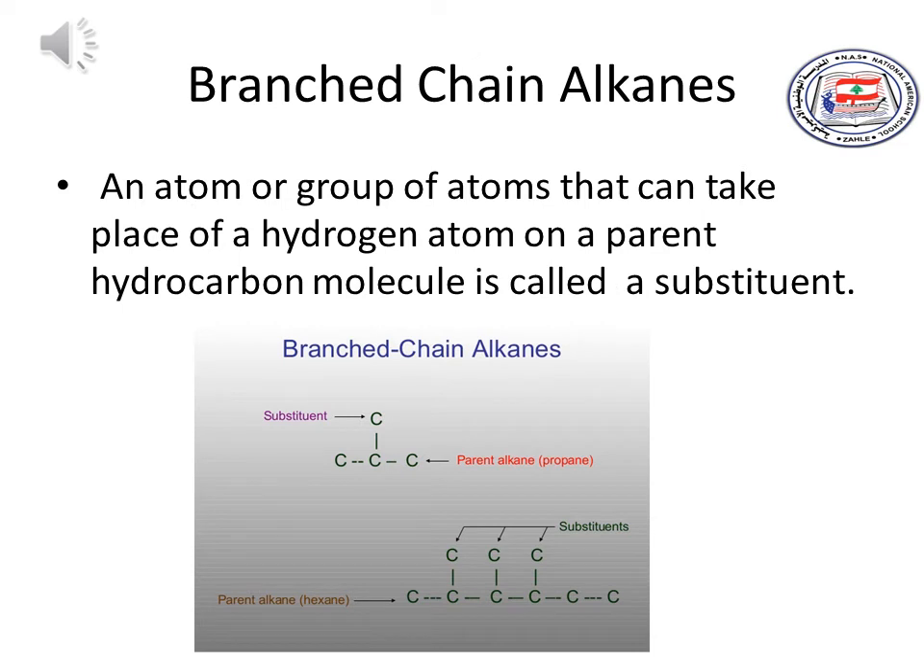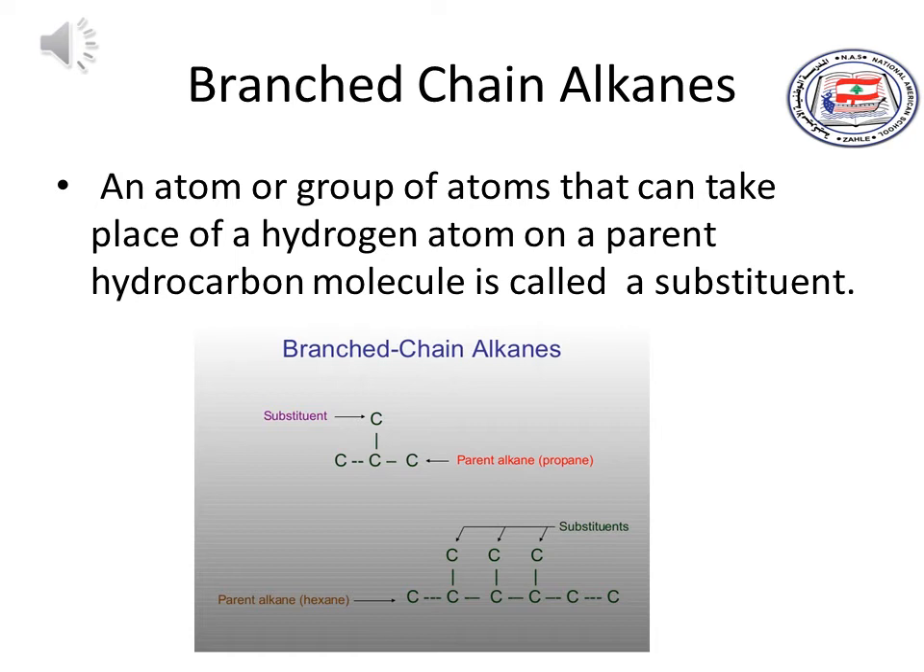Alkanes and other hydrocarbons do not always have carbon atoms bonded in straight chains. Because the carbon atom forms 4 covalent bonds, it can bond not only to 1 or 2 other carbon atoms, but also to 3 or even 4 other carbons, resulting in branched chains. So, look at the diagrams below. The longest carbon chain of a branched chain hydrocarbon is called the parent alkane, like propane and hexane. And all other carbon atoms or groups of carbon atoms are regarded as substituents.